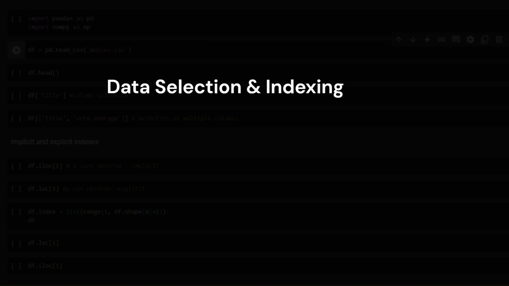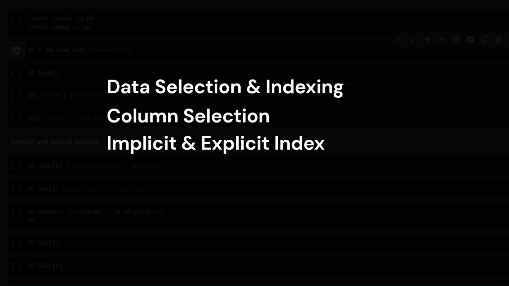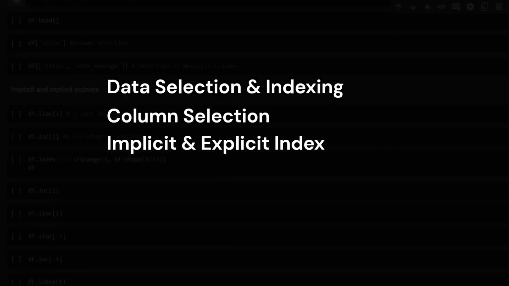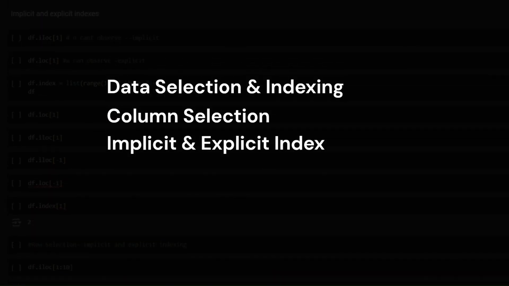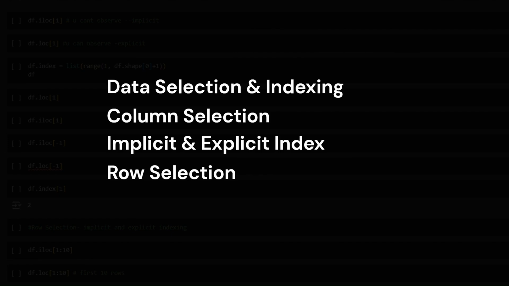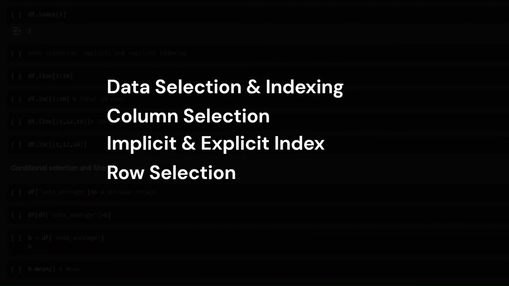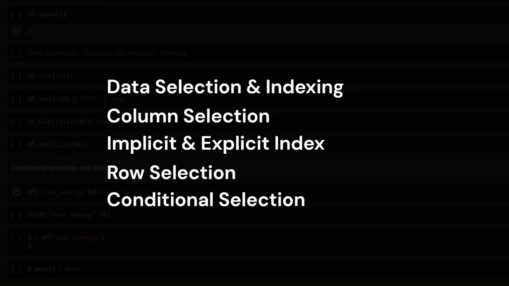Now let's move ahead with the next topic. We will discuss how we can select columns from a particular data set, it may be a single column, it may be multiple columns. Then we will have a look at what is implicit index, what is explicit index, and using that how we can select specific rows from a particular data set. And then we will also see how we can select data based on conditions. So let's jump in.